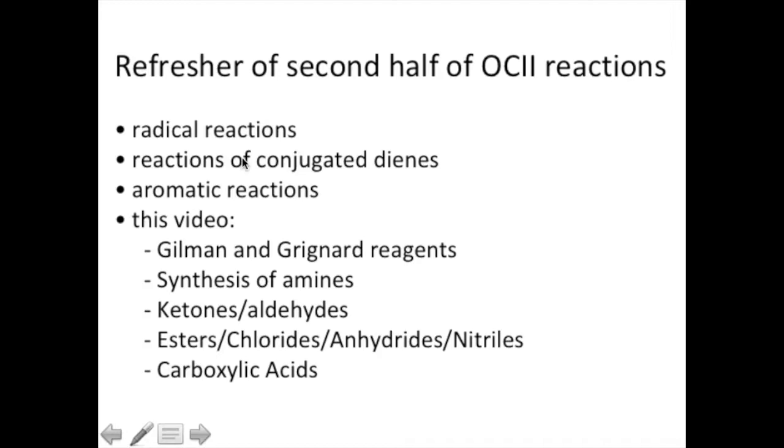We will not cover all the organic chemistry here. We will skip radical reactions, reactions of conjugated dienes, including Diels-Alder, and we will skip aromatic reactions. But the rest we will try to cover, and that includes organometallic reagents and also reactions of carbonyl derivatives.